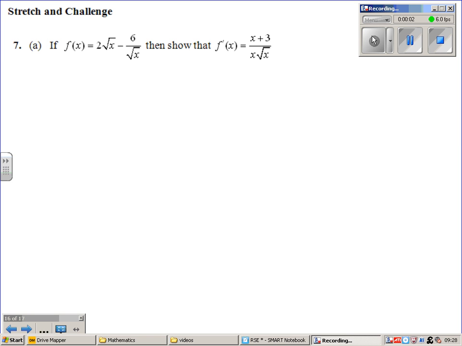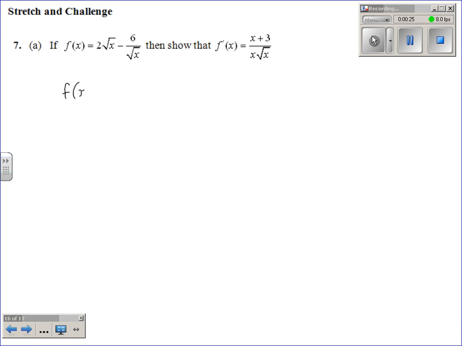Okay, having a go at the extension questions, well done. This is question 7, part A. It says if f(x) equals 2 root x minus 6 over root x, then show that the first derivative is equal to x plus 3 over x root x. Okay, so this is nice because it's told you what the answer is, so if you get to that point you know you've done it right, so let's have a go.